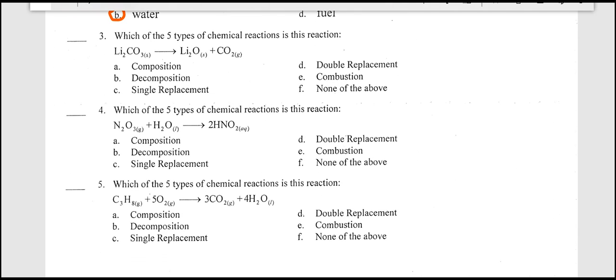Alright, which of the 5 types of chemical reactions is this? So here we have one thing decomposing into two things. So this is called the decomposition reaction. The general formula is AB, or some compound, breaking into A plus B. So you can't help but realize that that's what's going on here.